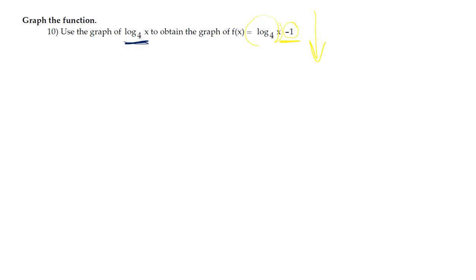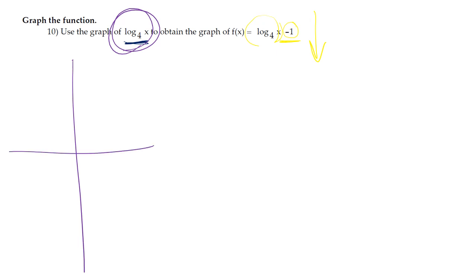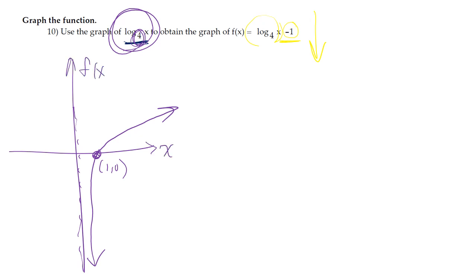Well, you got to remember, what does this look like? So if I was to graph a basic log base 4, being that that base is bigger than 1, it would start off looking like that. Okay. It would have a vertical asymptote here at the y-axis. It would go through this point 1, 0, and would have this increasing shape. So here's your x-axis, here's your f of x-axis. Okay. But now I want to take that whole thing and I want to say minus 1. So that means go down 1 unit.